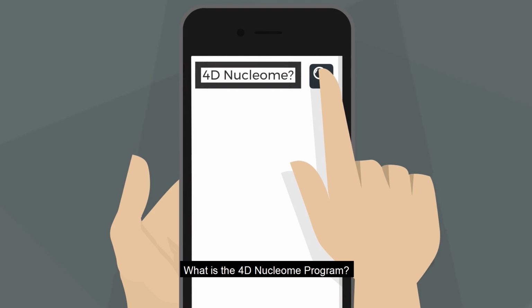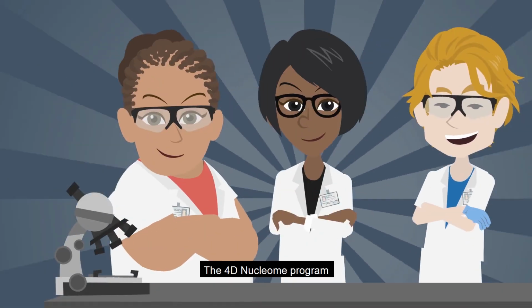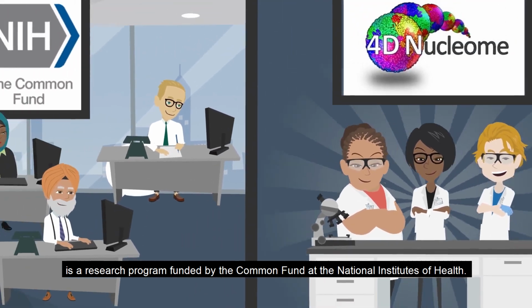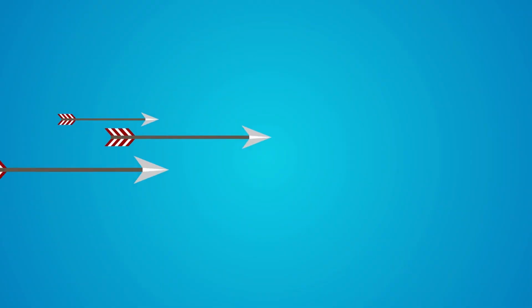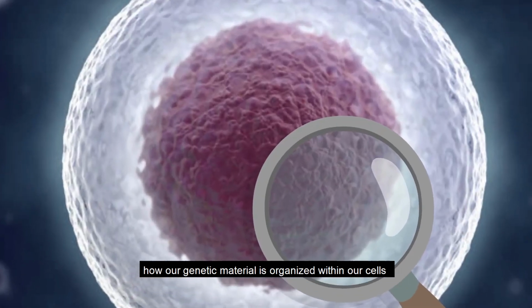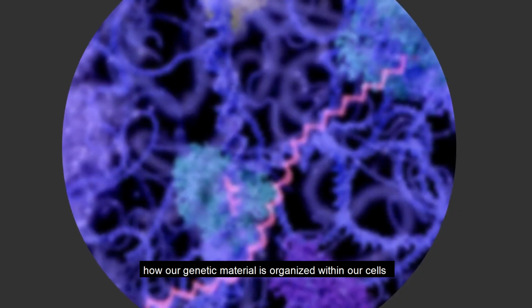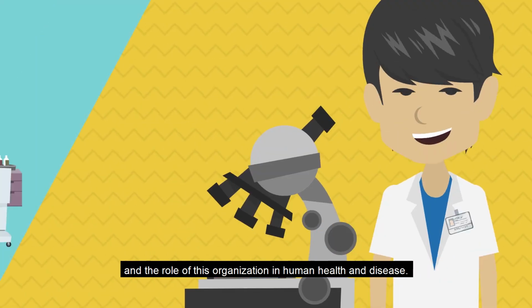What is the 4D Nucleome program? The 4D Nucleome program is a research program funded by the Common Fund at the National Institutes of Health. The goal of the program is to better understand how our genetic material is organized within our cells and the role of this organization in human health and disease.